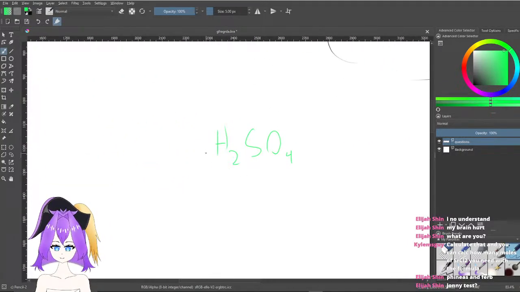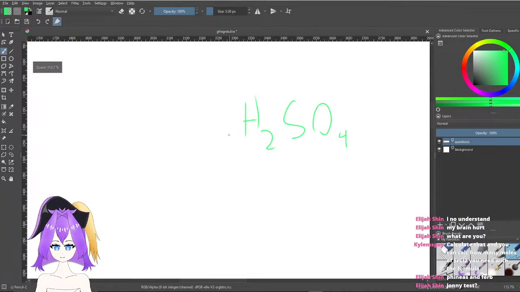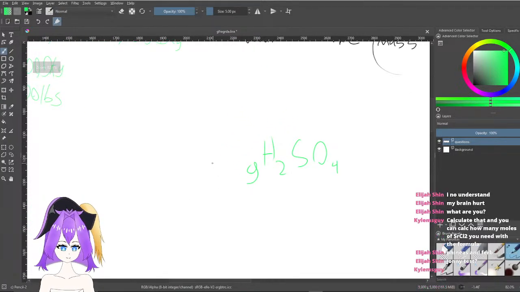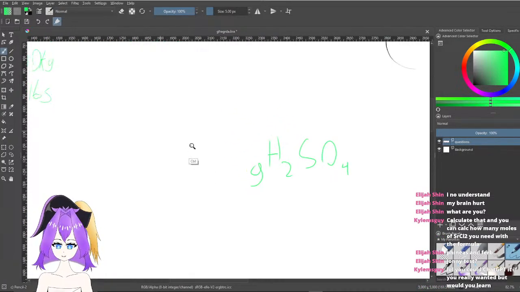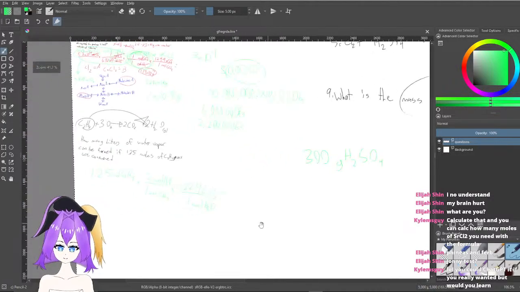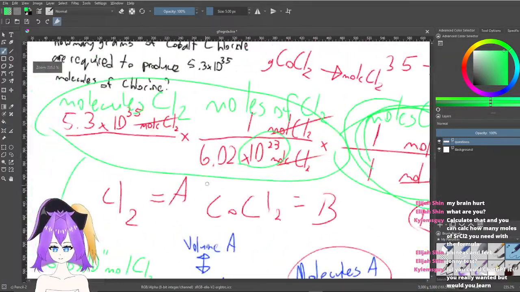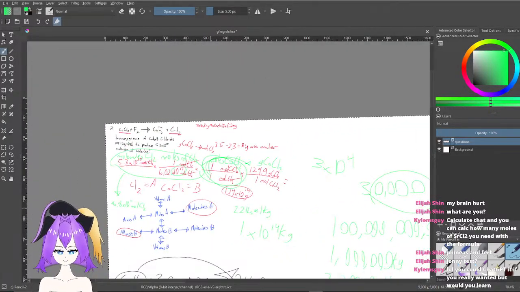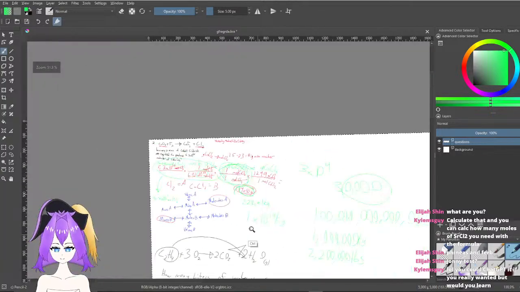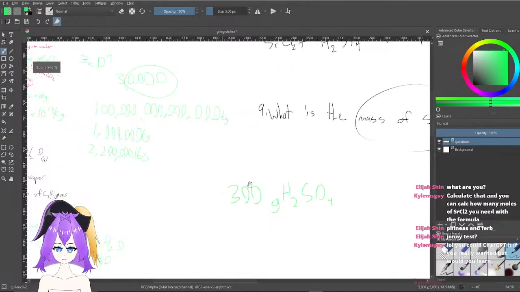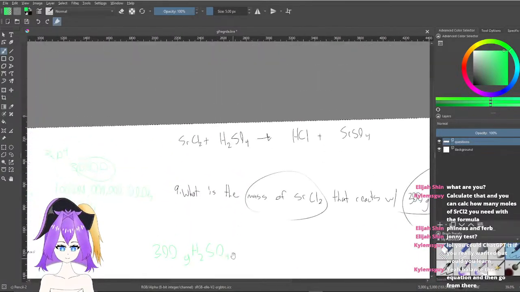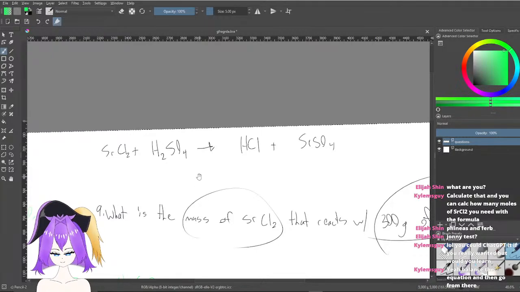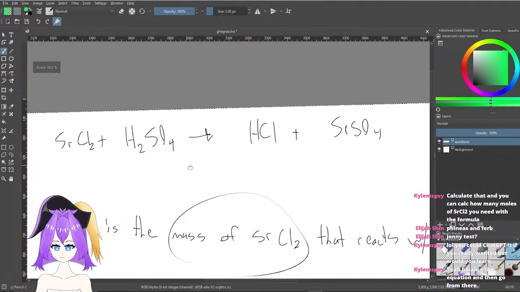Yeah, so, okay, what do we have? We have 300 grams. Well, you could ChatGPT it if you really wanted to. I actually did ChatGPT this question over here, just to check my work, because I got a really weird number. I'm gonna see if I can tackle this myself. Did I balance this yet? I don't think I did.